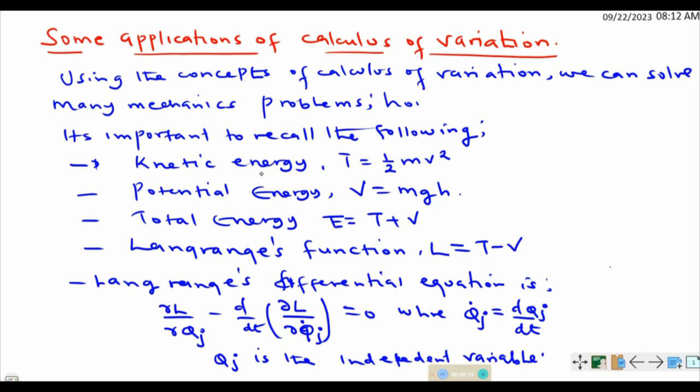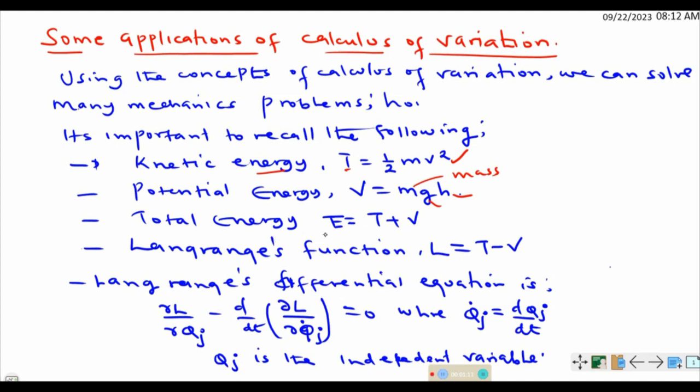One, we shall be using what we call the kinetic energy, which we shall be denoting as T. As we all know, kinetic energy is the same as half mv squared, where m represents the mass and v represents the velocity of the body. Next, we shall be using the concept of potential energy. Potential energy is the same as mgh, where m represents mass, g represents acceleration due to gravity, and h will be the distance or the height.